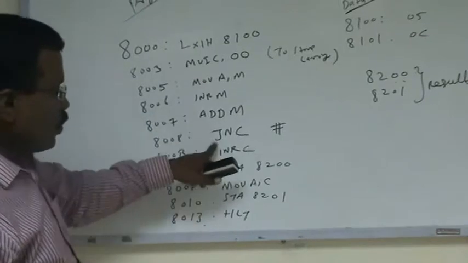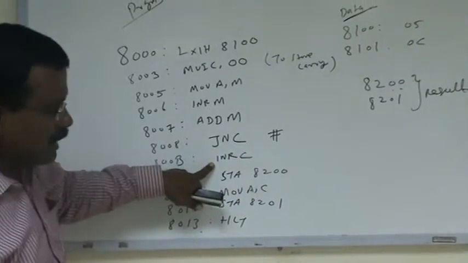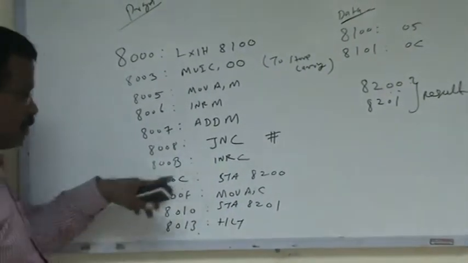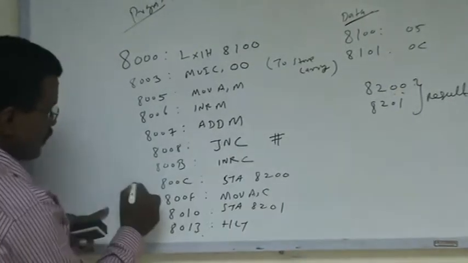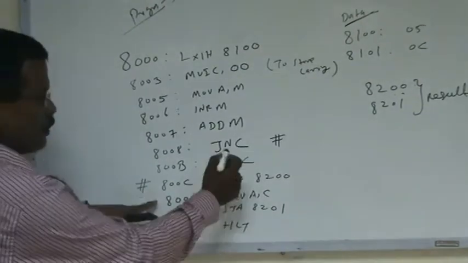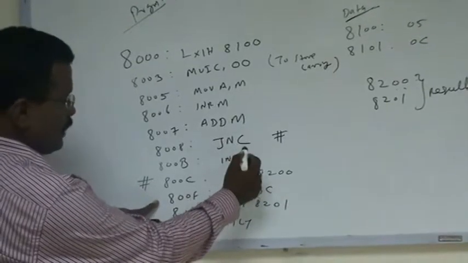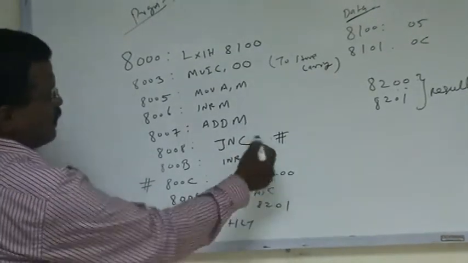Now here if there is no carry, this is not supposed to be incremented. C register is not supposed to be incremented. So if there is no carry, the loop should come here. So here the loop address is jump on no carry. The opcode is C2. I should put 0C80.